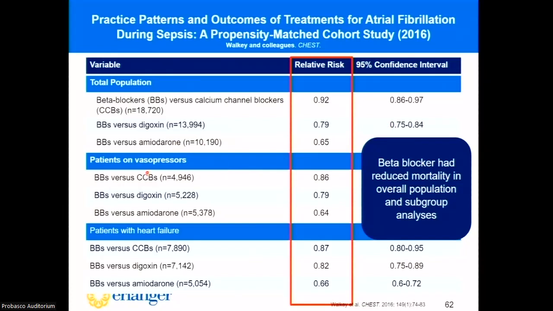So also highlighting down here that in these patients that were already on vasopressors and also received an IV medication for rate control, beta blockers had superior mortality benefit compared to all of these other classes, most notably amiodarone. And then also in patients with heart failure, we saw this same effect with greater efficacy of beta blockers for reducing mortality.